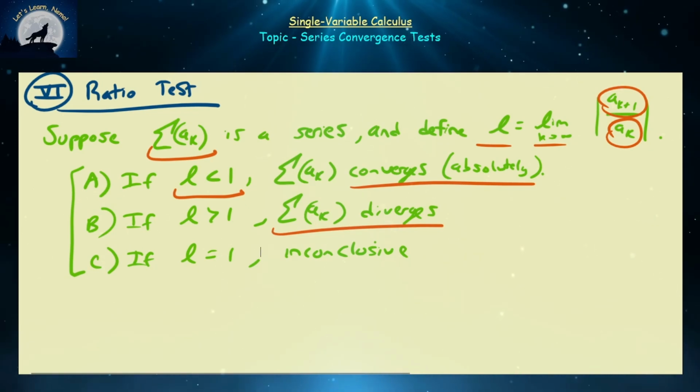You just have to find a limit. Say if it's bigger than, less than, or equal to 1, and then use this test to see what happens. The only downside is that if you do hit L equal to 1, then it's going to be inconclusive, which means you're going to have to use another test to figure out whether the series converges or diverges, right? So that's the downside, I guess, of the ratio test.